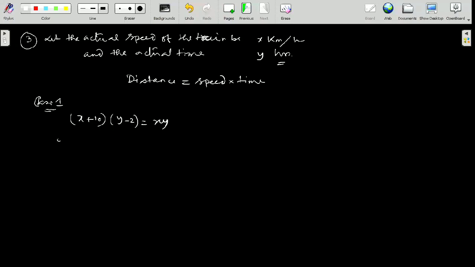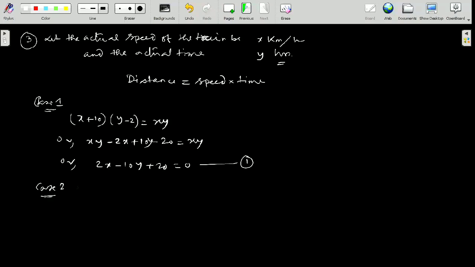You may calculate here, just multiply, normal multiplication: xy minus 2x plus 10y minus 20 is equal to xy. So from both sides you can cancel xy. So only getting 2x minus 10y plus 20 is equal to 0. You can cancel 2 also, but I shall cancel after observing the other equations. Case number 2.